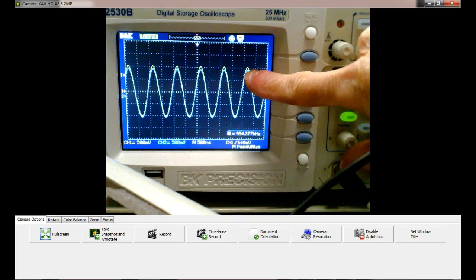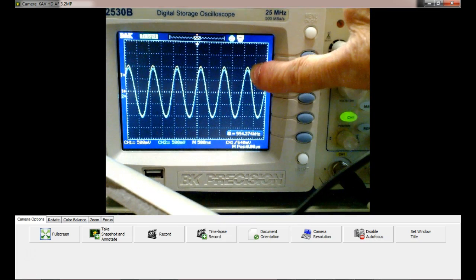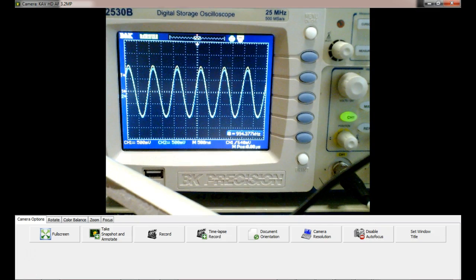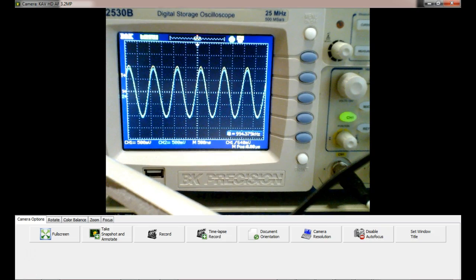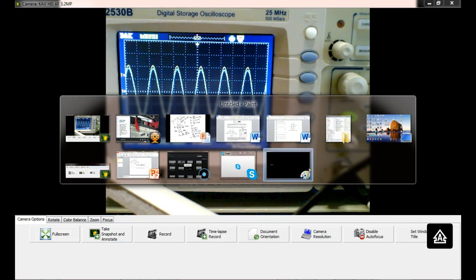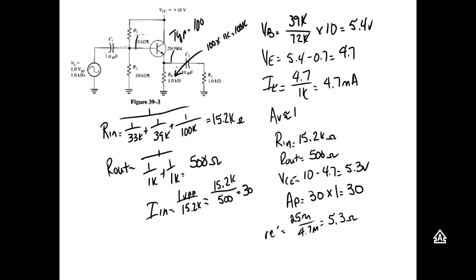And what I want you to notice, the yellow one is my input, and my blue one is my output. I want you to notice that the output is slightly less than the input. So when we say it has a gain of 1, it doesn't. It has a gain of almost 1. Now why? Because the input sees RE prime. So when the input goes to RE prime, that little 5.3 ohm resistor, I lose something.